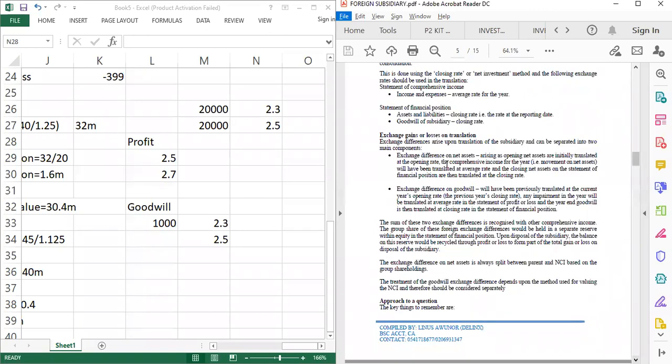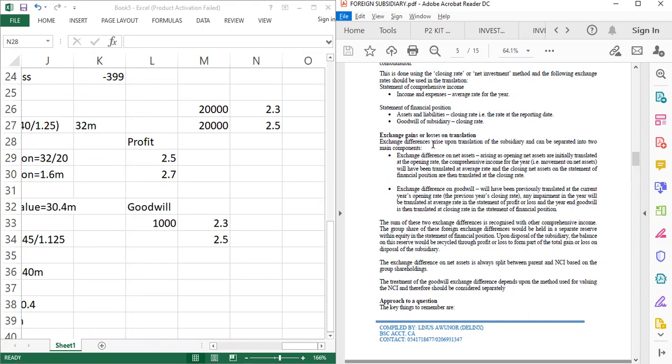All right. So the exchange gains or losses on translation. What will happen is that exchange difference on net asset arising as an opening net asset are initially translated at the opening rate. The comprehensive income for the year, the movement on net assets, will have been translated at the average rate. And the closing net asset on the statement of financial position is then translated at the closing rate. So you can see that the closing net asset is just the opening net asset plus the profit for the year. That forms the closing net asset.